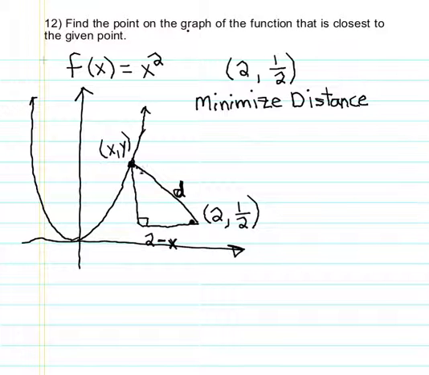The vertical distance comes from the difference between the two y values. Since I started with 2 here, I'm going to start with 1/2 over here. And this vertical distance I'm going to call 1/2 minus y. And we know from Pythagorean's theorem then that d squared is equal to the (1/2 minus y) squared plus the (2 minus x) squared.